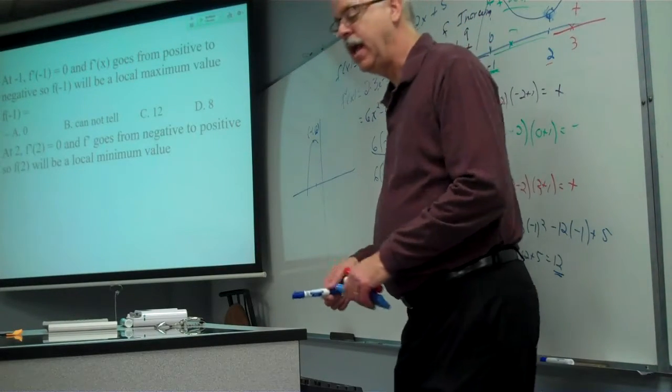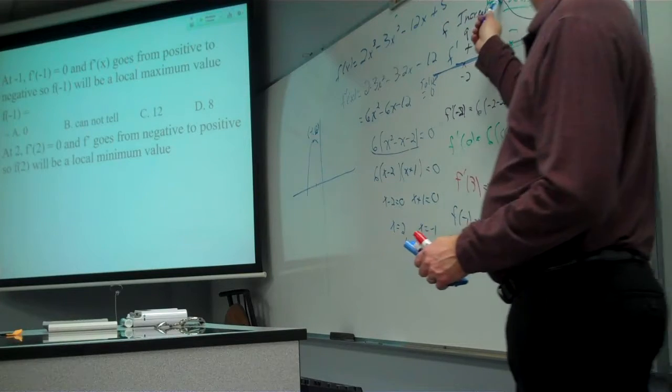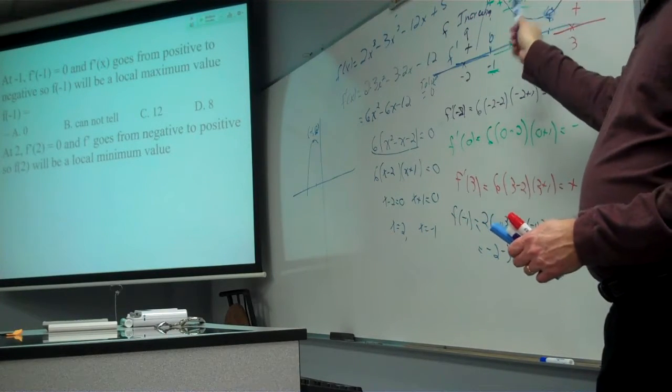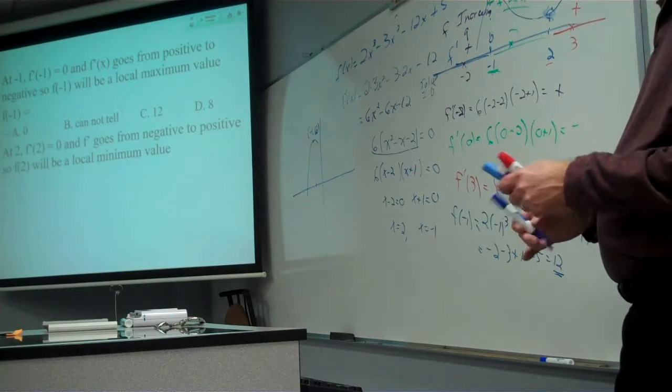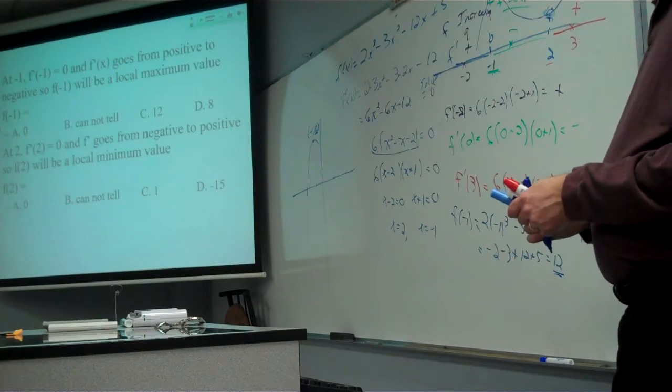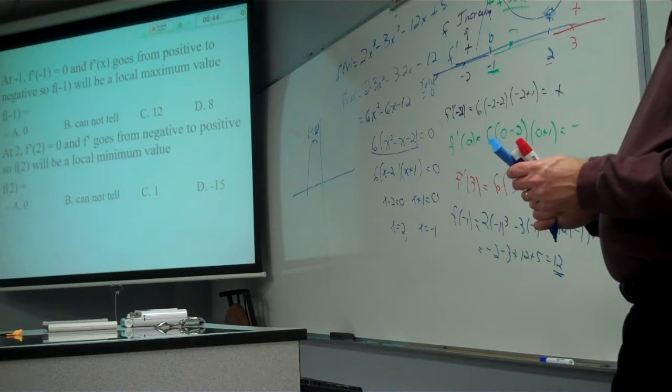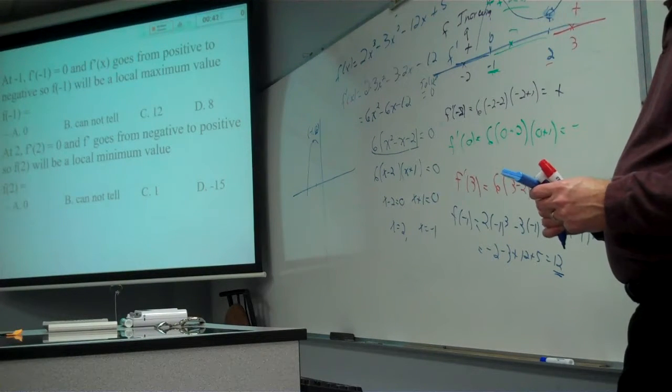We also decided at 2, we go from decreasing to increasing, so there's a local minimum value, but we don't yet know what that local minimum value is. For that, we've got to figure out, well, what's f of 2?